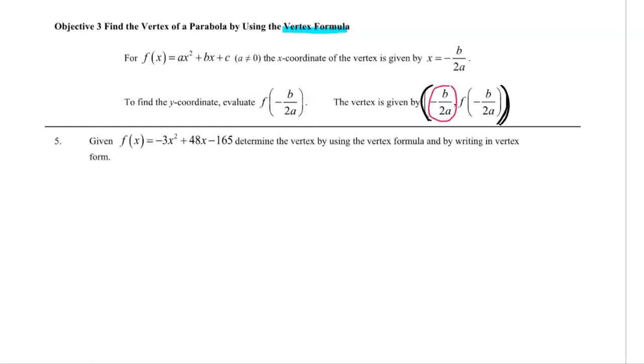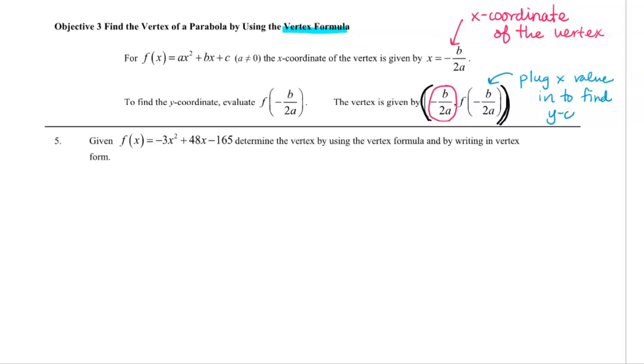All of this right here, negative b over 2a, is the x coordinate of the vertex. The x coordinate of the vertex can be found from the formula negative b over 2a. Once we have the x coordinate of the vertex, we just need to plug the x value in to find the y coordinate. And it's as simple as that. So let's look at an example of that. And then we'll talk about how after we have those points that we can actually write vertex form.